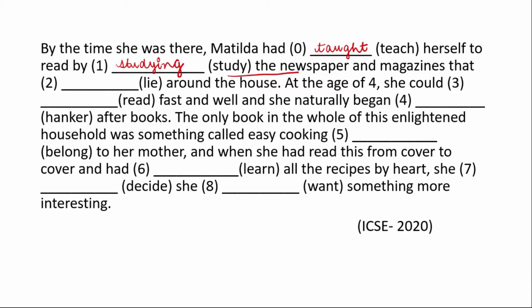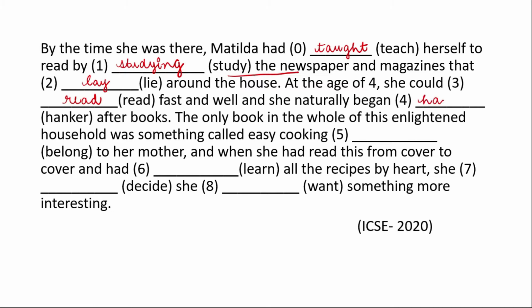And magazines that lay around the house. So the newspaper and magazines, they used to lay around the house. It's a fact. At the age of 4, she could read. There is no change. She could read fast and well, and she naturally began.